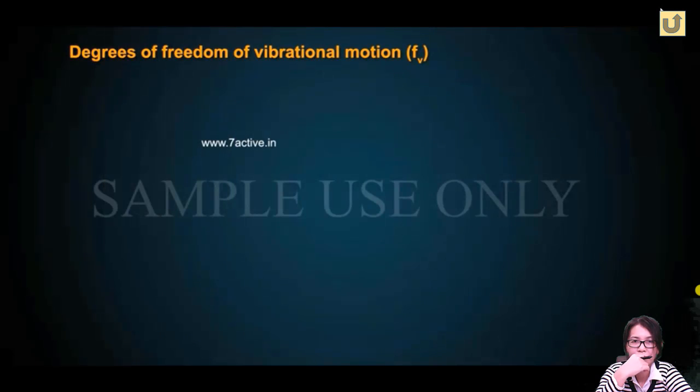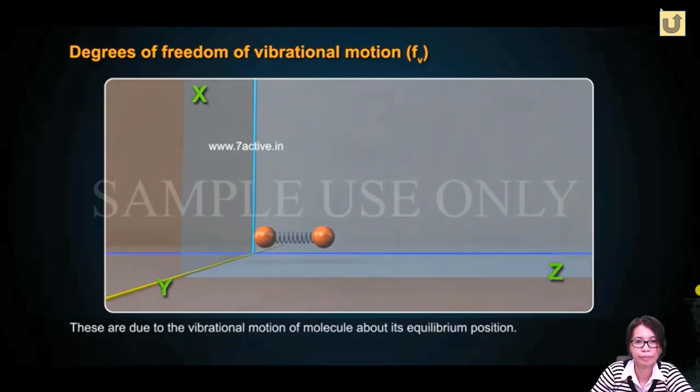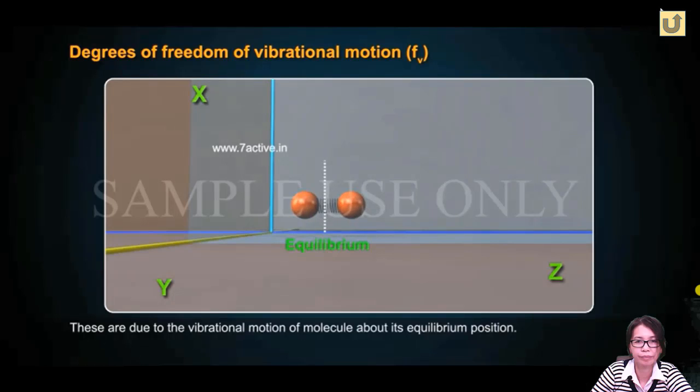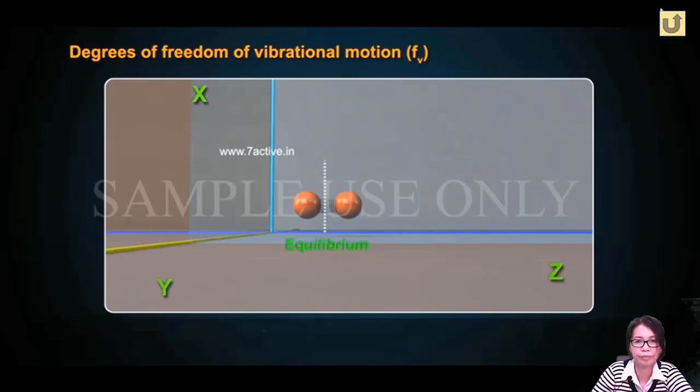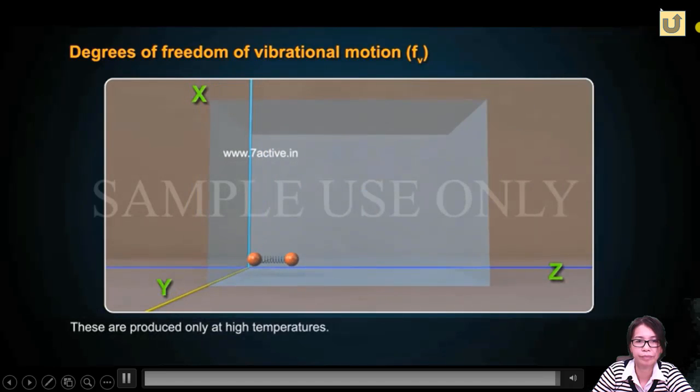Degrees of freedom of vibrational motion, F2. These are due to the vibrational motion of molecules about its equilibrium. The number depends upon the structure of the molecule. These are present only at high temperature.